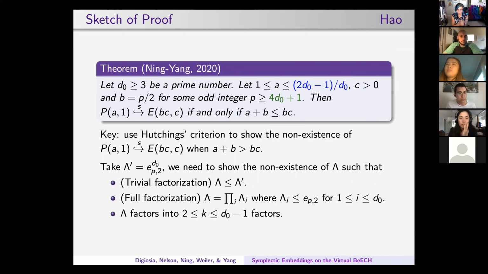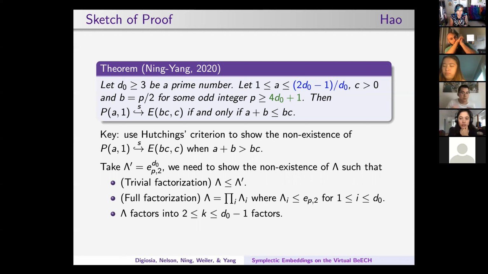So like Yirong mentioned before, the inequality a plus b is less than or equal to b1 holds precisely when you look at the rectangle representing the polydisk, and it sits inside the triangle representing the ellipsoid E(b,c). So when this inequality holds, we can trivially include the domain into the target, no problem. Now the key is the other direction, and in that direction, we can use Hutchings criterion in its contrapositive form to exclude any possibility of a symplectic embedding from P(a,1) to E(b,c) when a plus b is in fact greater than bc.